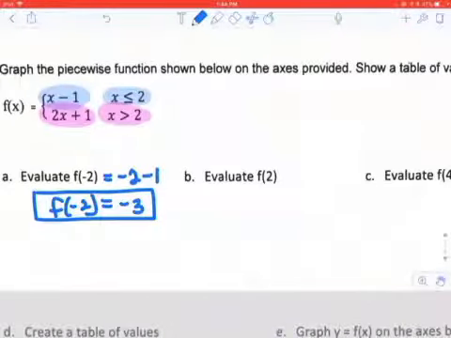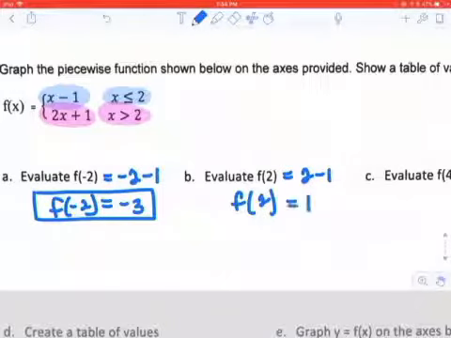Which inequality does 2 fall in? Is 2 less than or equal to 2, or is 2 greater than 2? Well, 2 is not greater than 2. 2 is less than or equal to 2, so we are going to use the first function again here. So f of 2 equals 2 minus 1, which tells me that f of 2 equals 1.